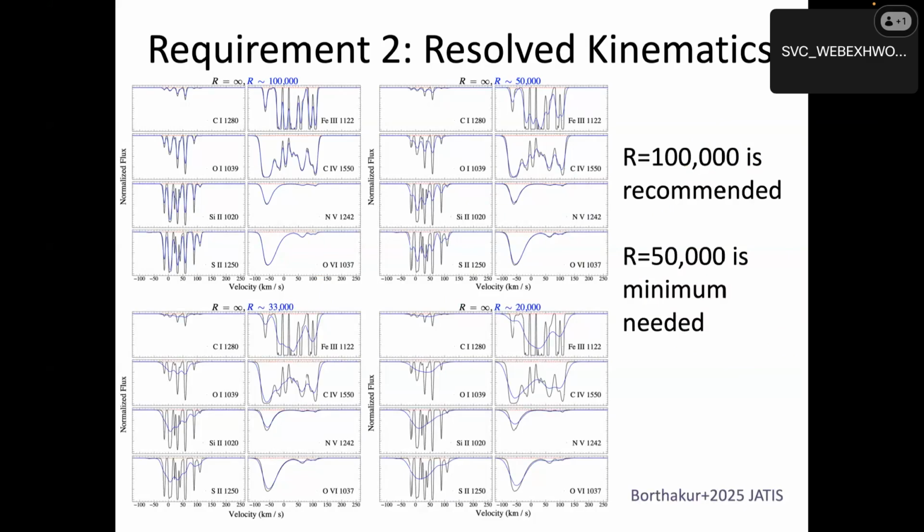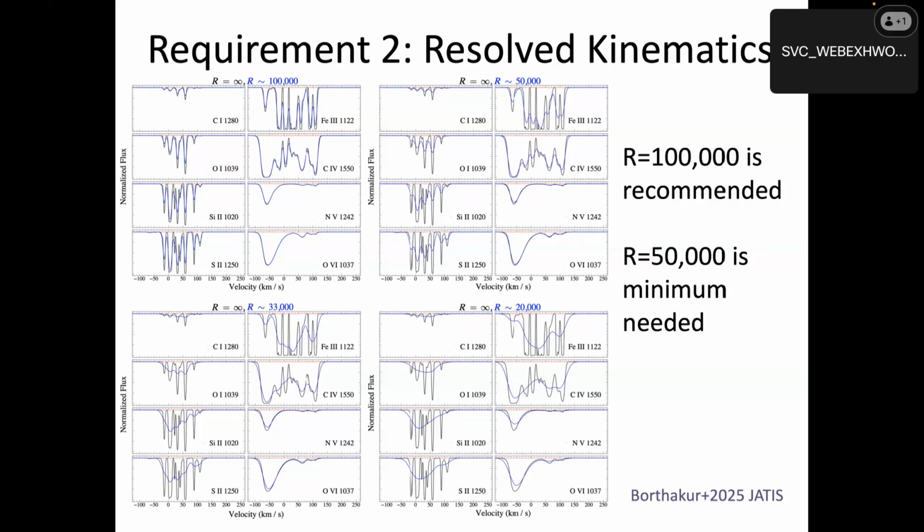It's a synthetic sightline that goes through an L-star galaxy at 17-ish kiloparsec. The black is the data that you'd get with infinite resolution. The blue is the resolution that's shown here. So it's basically the line spread function that spreads the data. But as you can see, maybe for very high ions, you might be okay.